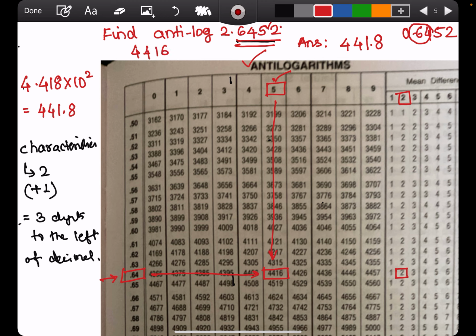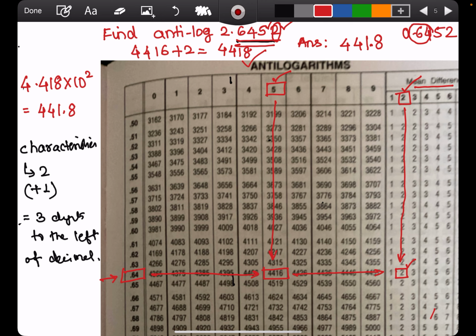But there is a final digit which gives me the difference, that is the second column. Again, by tracing that second column in the mean differences, I need to move towards the right, move vertically downwards, and the difference is 2. So that difference I need to add, that gives me the number 4418. Now to get the location of the decimal, because the answer is 441.8, I need to locate this decimal in this 4418.